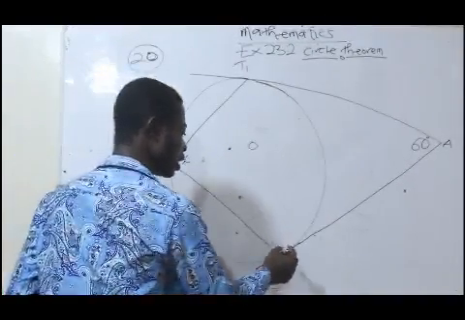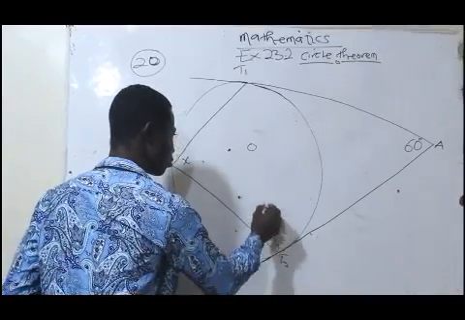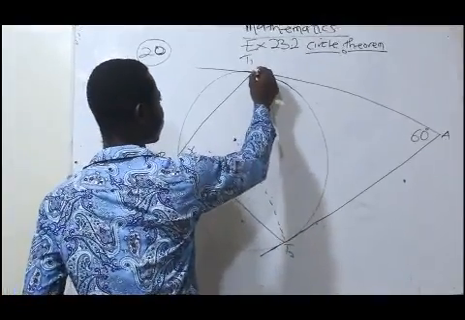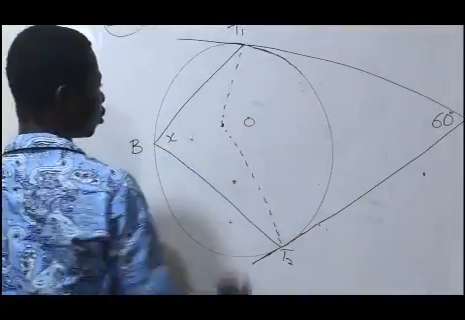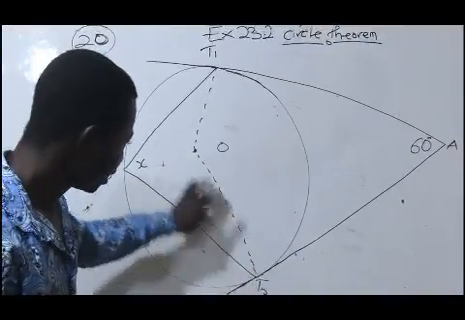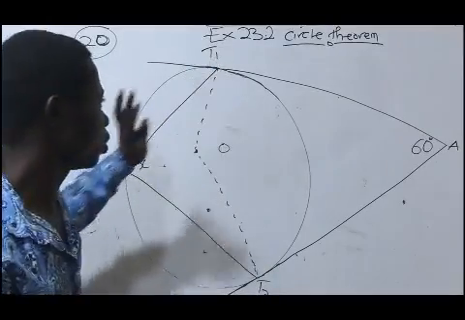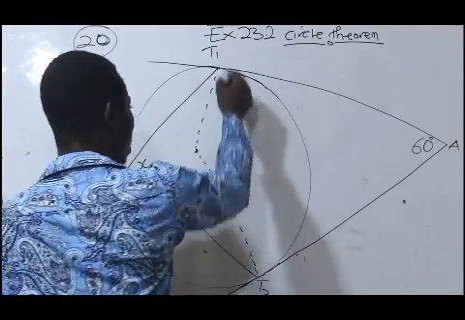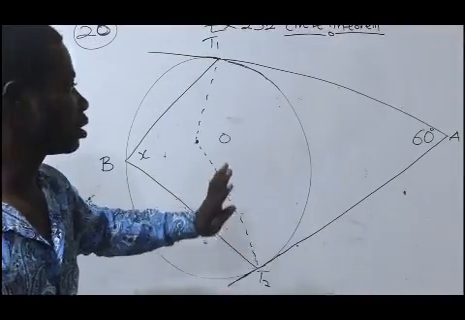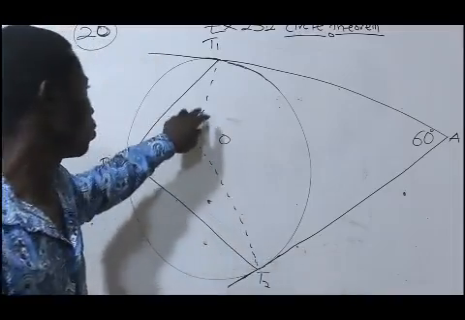Since they are equal, let's assume there is a line from the tangent joining the center. Since this line joins the tangent from the center, we can say that this line is a radius and this line is also a radius. So it makes T1O, T2A a kite, because adjacent sides are equal. This side is equal to this side. This side is also equal to this side.